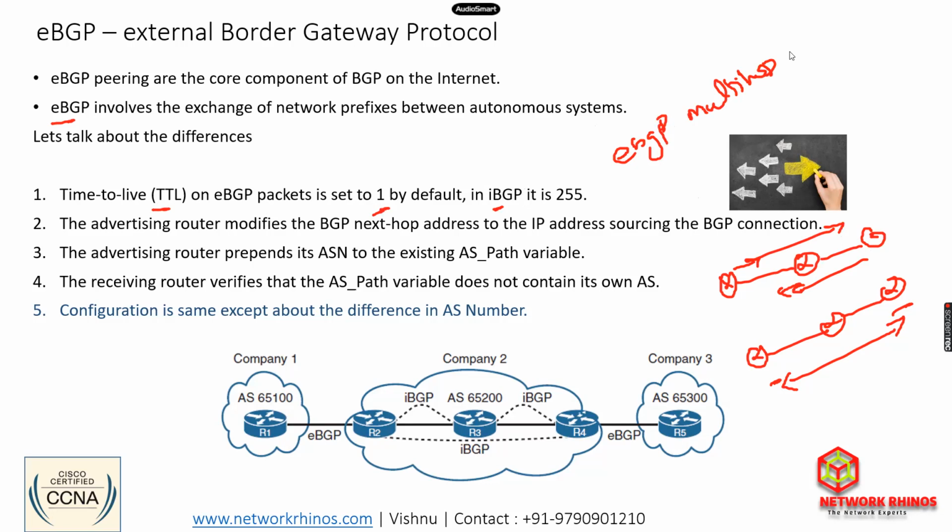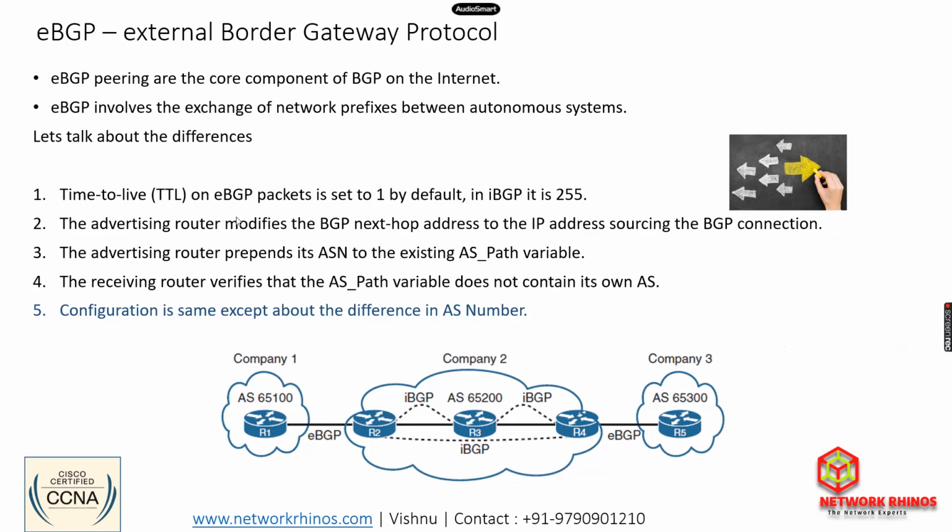And I can give a time delay value of 2 or 3 or 4, whatever I want. Normally, the advertising router modifies the BGP next hop address to the IP address sourcing the BGP connection. What I meant to say here, imagine R5 is sending out an update to R4. Maybe a prefix R5 has is a loopback IP of maybe 5.5.5.5. R5 is sending the update to R4, which means R4 will have next hop IP as this interface IP address, right?